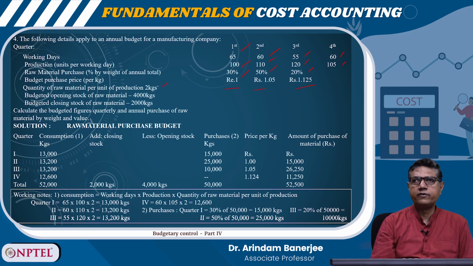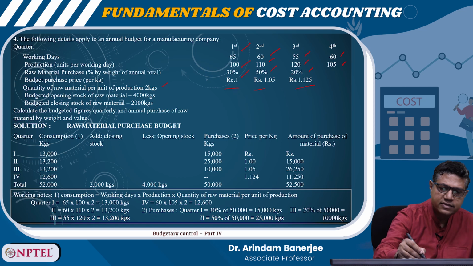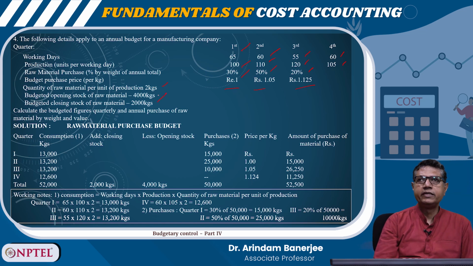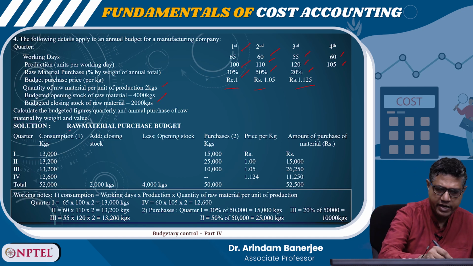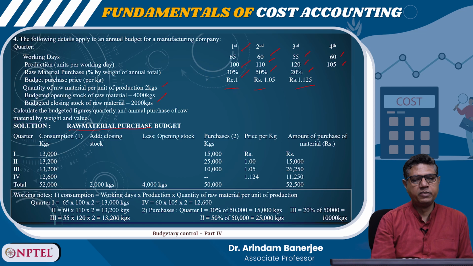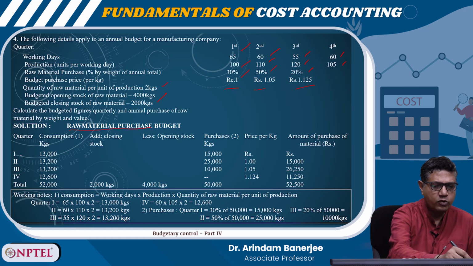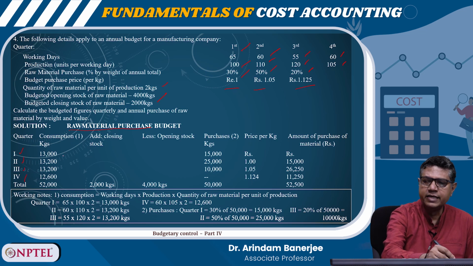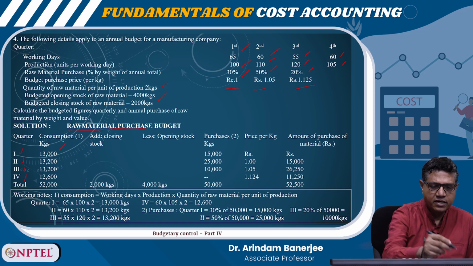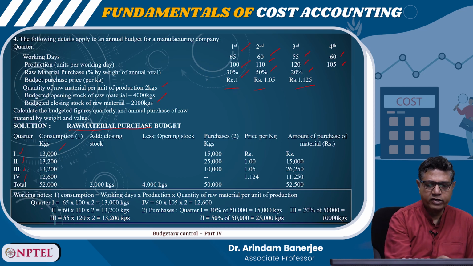Budgeted opening stock of raw material 4000 kgs and budgeted closing stock of raw material 2000 kgs. Calculate the budgeted figures quarterly and annual purchase of raw material by weight and value. So, it is raw material purchase budget. So, there are 4 quarters 1, 2, 3, 4. Consumption, it is 13,000. You can see the working notes here.